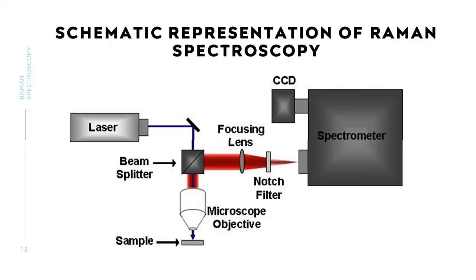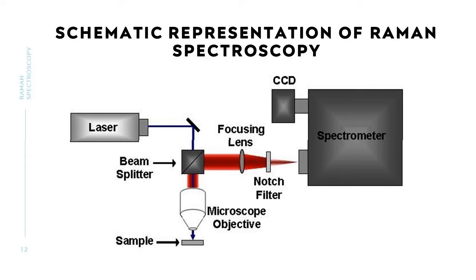Moving further, this is the schematic representation of Raman spectroscopy. The very first step in this technique is that electromagnetic radiation from an illuminated spot is collected using a lens, and then from the lens the rays are passed through a beam splitter. What does a beam splitter do? It splits the light into two: some of the light is sent directly to the detector, and some of the light is sent to the sample.